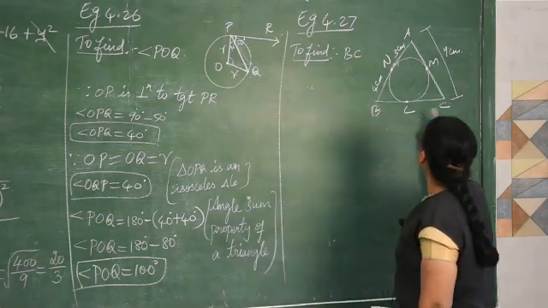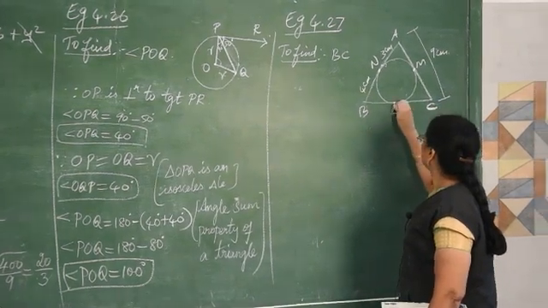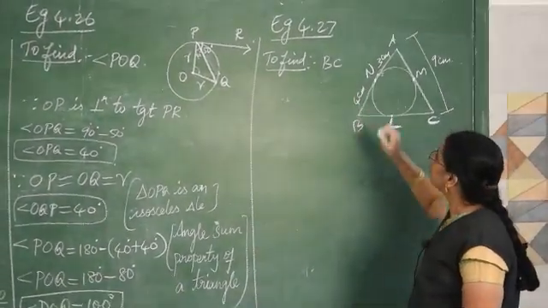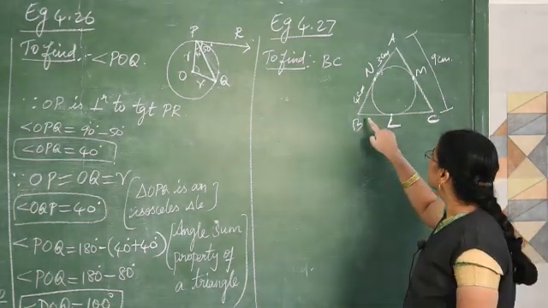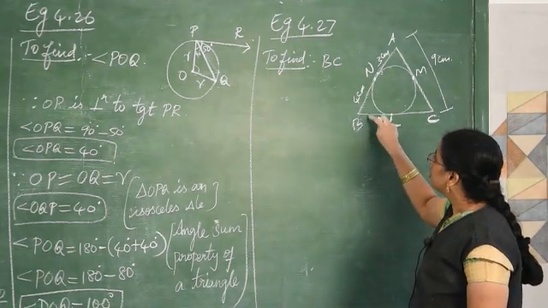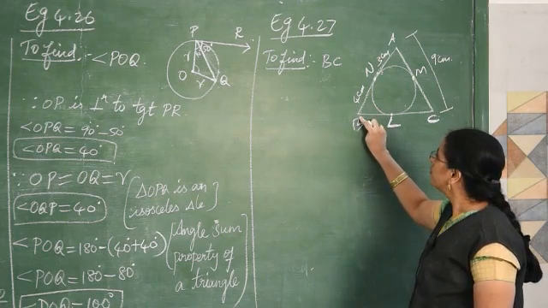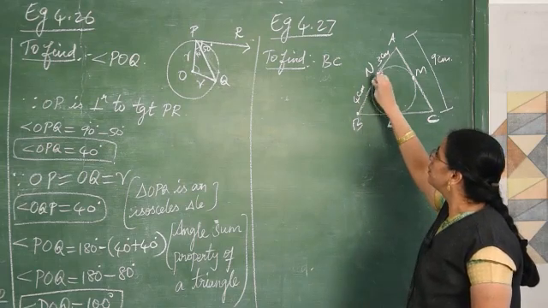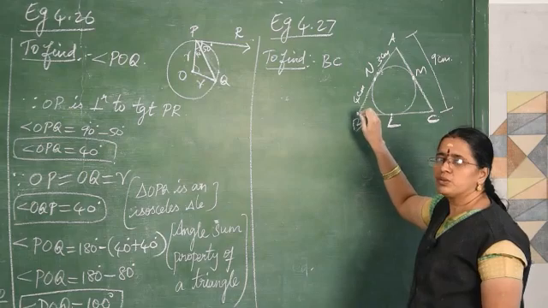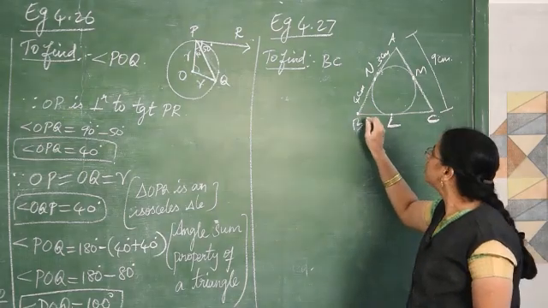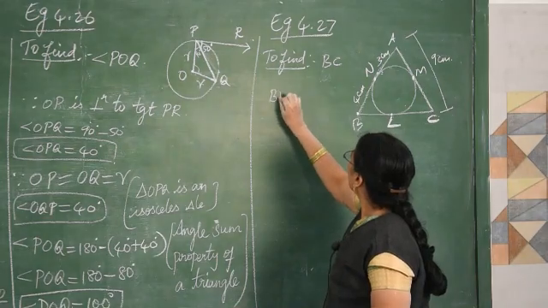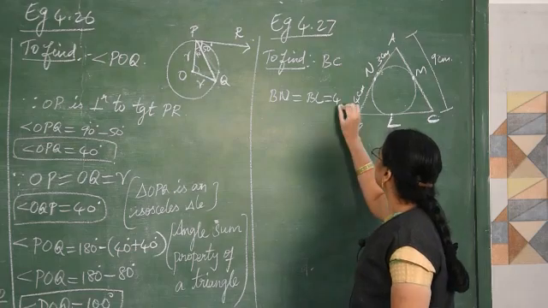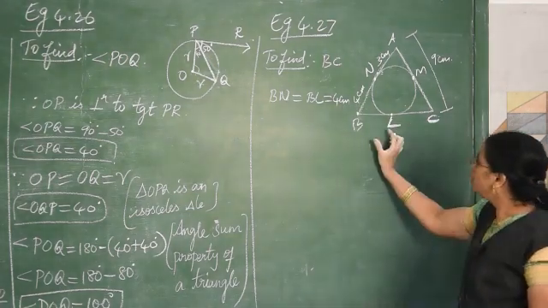To find the length of BC they are asking. This is L. Now how to find the length BC? In the theorem we have seen, whenever you are drawing the two tangents from an exterior point, their lengths are equal. So here B is the exterior point, BL and BN are equal. So two tangents drawn from an exterior point are equal, therefore BN equal to BL, which is equal to 4 centimeter. Okay, so BL we got now.